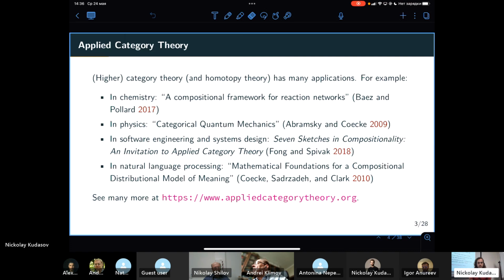I want to start by saying, because I imagine that most of the people in the audience don't do category theory most of the time, I would try to justify why category theory might be an interesting thing, even if you're not interested specifically in pure mathematics.